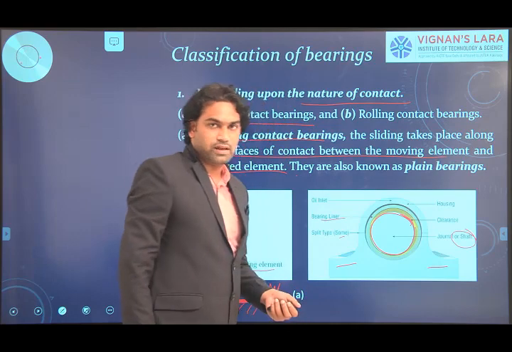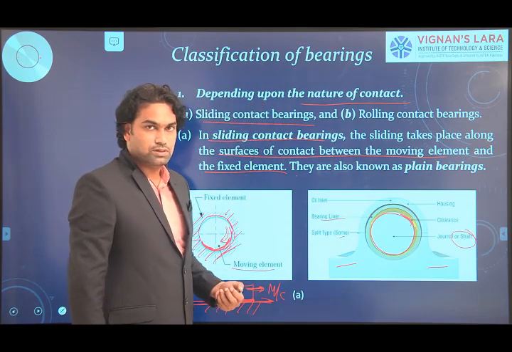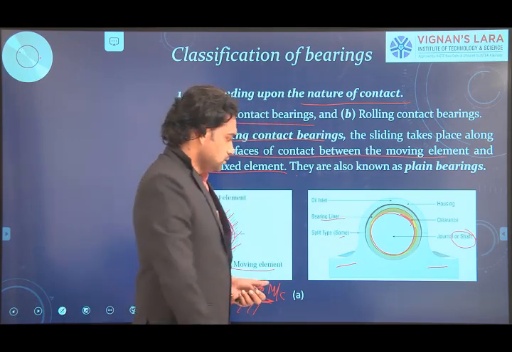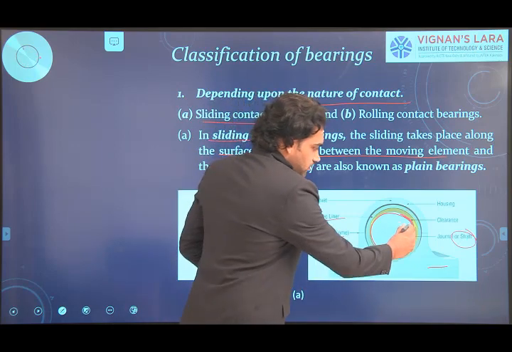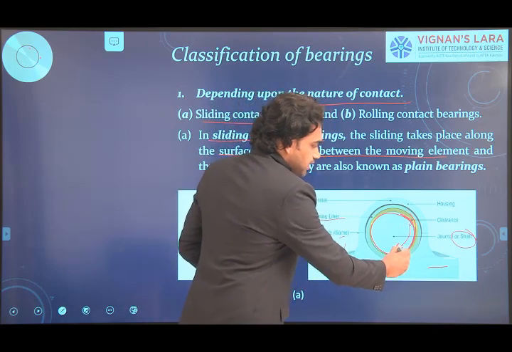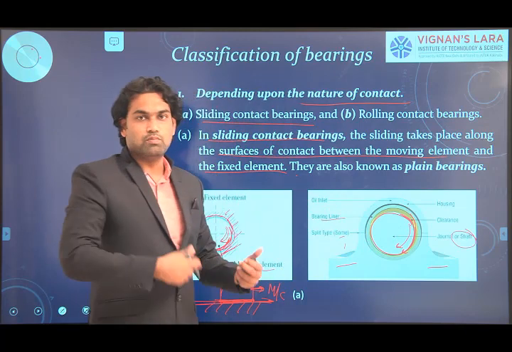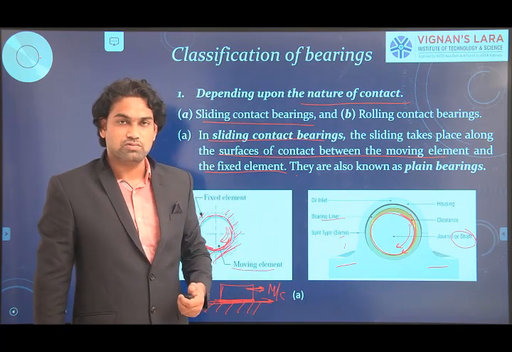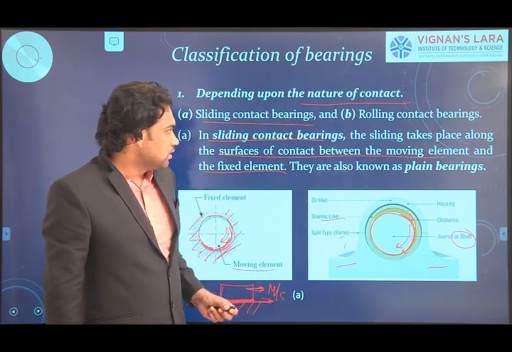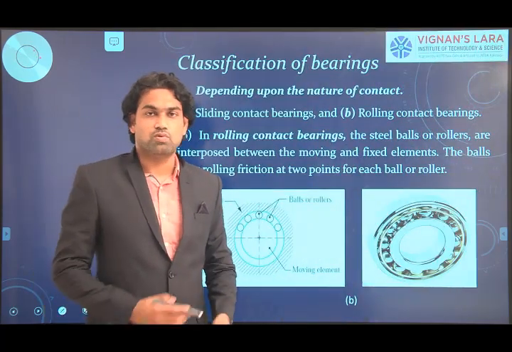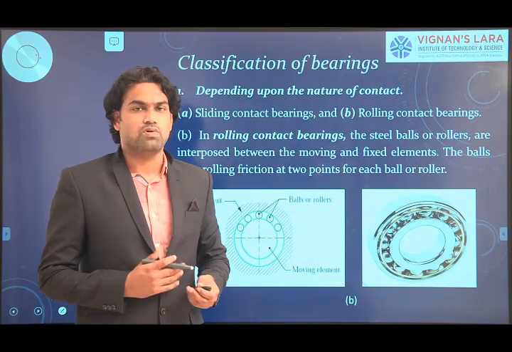So that is a bearing that can be assembled to the housing by means of bolts and nuts. Whenever the shaft rotates inside the bearing liner, it will cause a sliding motion always. So we call these sliding contact bearings. And coming to the next type of bearings, that is the rolling contact. Here there is no surface contact.